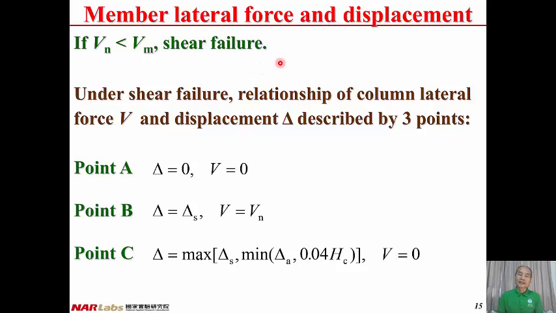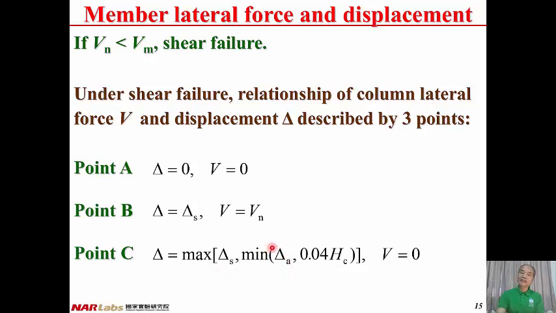If V_n is less than V_m, then the column is controlled by shear failure. And under shear failure, the force displacement relationship of a column can be fully described by 3 points. Point A is the origin, delta equal to 0, V equal to 0. Point B, delta equal to delta_s, V equal to V_n. And point C, delta equal to the maximum of delta_s and the minimum of delta_a and 0.04 H_c.